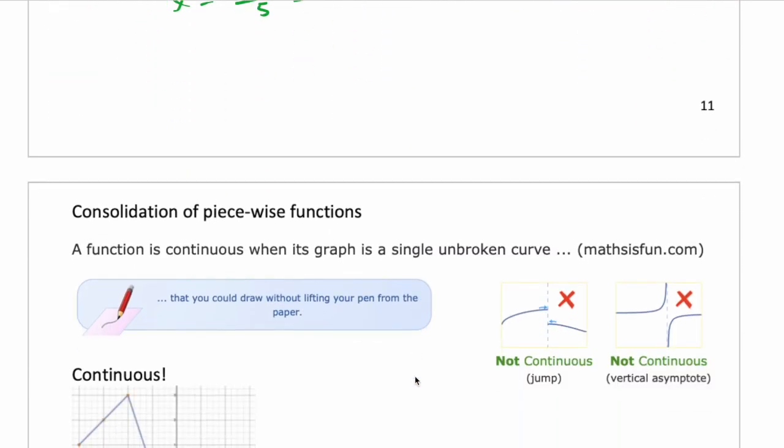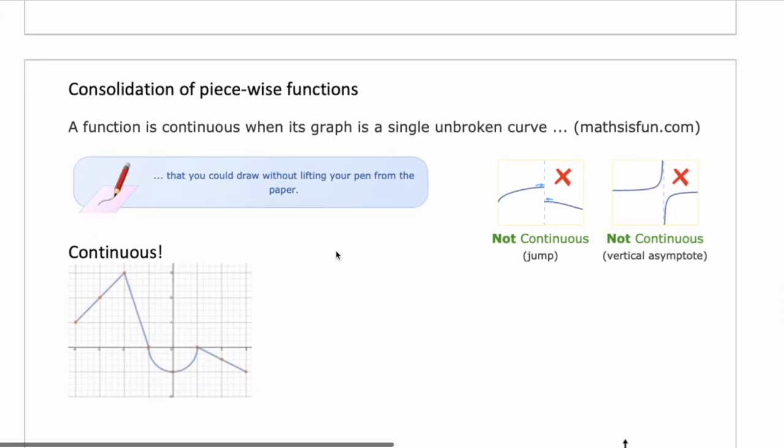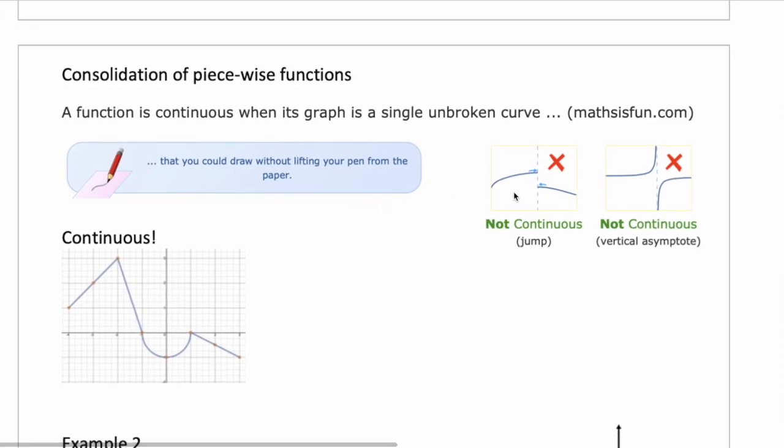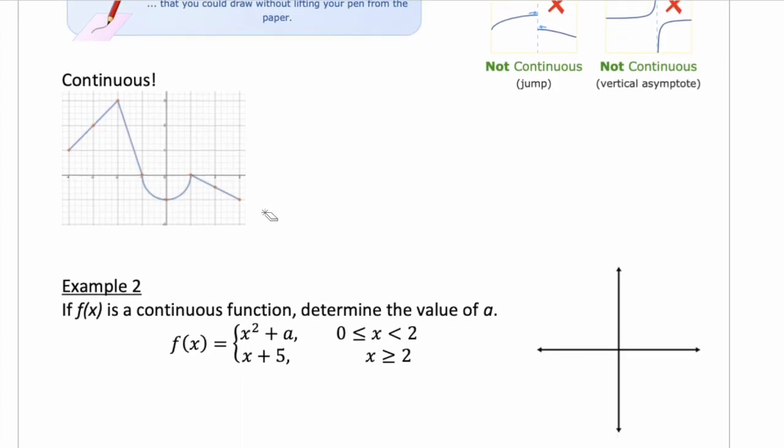Okay, next, let's look at what it means to be continuous. If you can draw it on paper without lifting your pencil, it's a continuous function. If you have an asymptote, a vertical asymptote, or a discontinuity, where it's not connected, then it's not a continuous function. This one here is continuous because you can draw it without lifting your pencil off the paper.